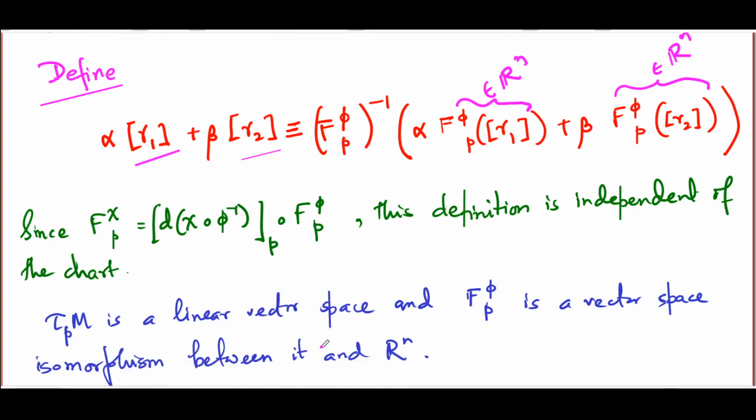So now that we know that tau pm is a linear vector space, Rn of course is another linear vector space of the same dimensionality, and f phi p is a one-to-one onto map between them, which also, by virtue of this definition, obviously preserves linear combinations. That is, if you apply f phi p on alpha gamma 1 plus beta gamma 2, what you would get is precisely this, alpha times f phi p gamma 1 plus beta times f phi p gamma 2. So, basically f phi p is a linear invertible map between these two vector spaces, a vector space isomorphism.